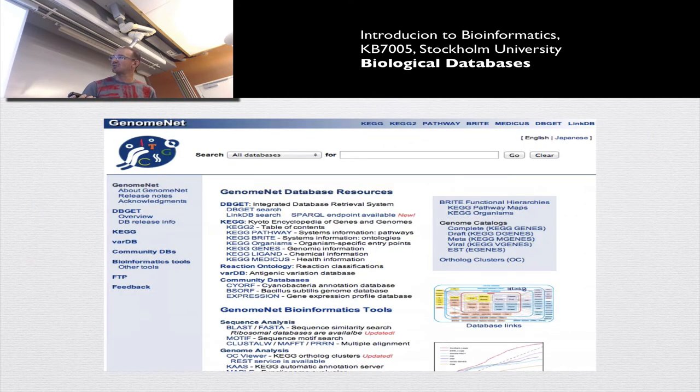The database I have used here is mainly KEGG, the Kyoto Encyclopedia of Genes and Genomes. There are a lot of functional maps like this, showing how metabolic pathways work in different organisms. That's actually what it's really good at. I'm sure it has a lot of other data also, but I have never used it.